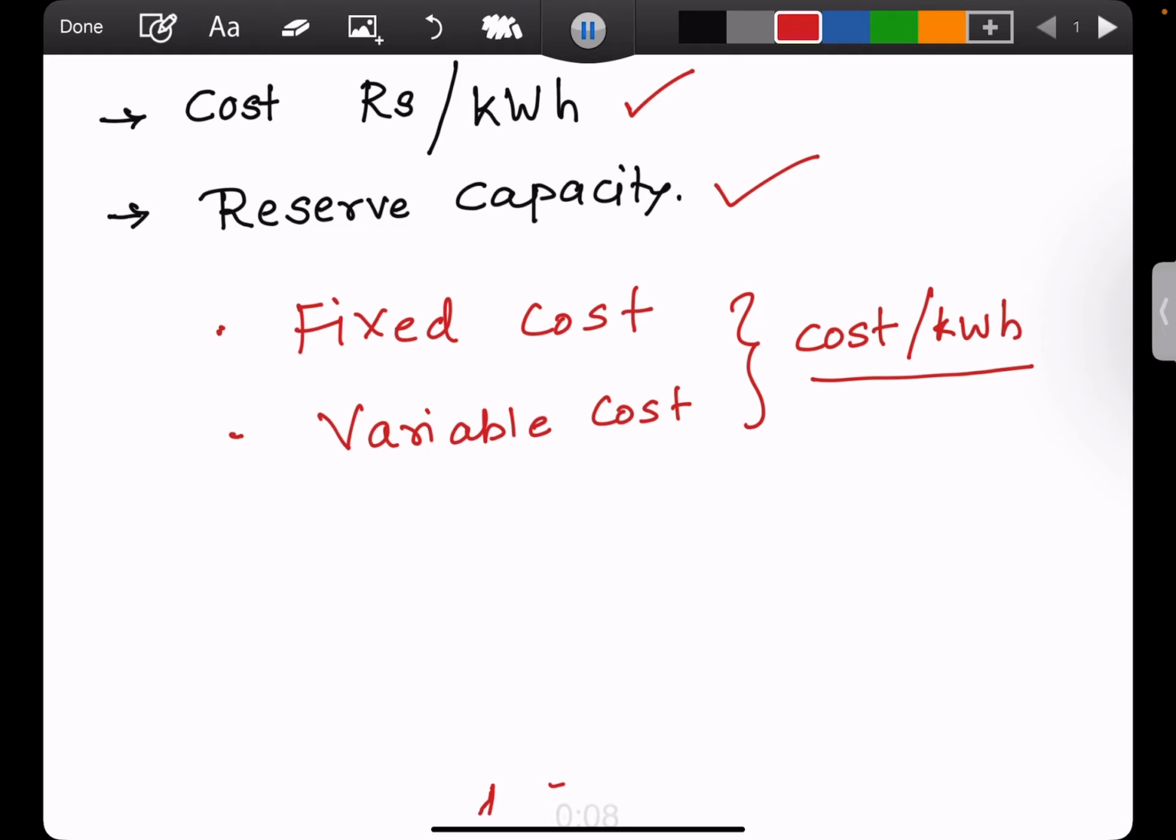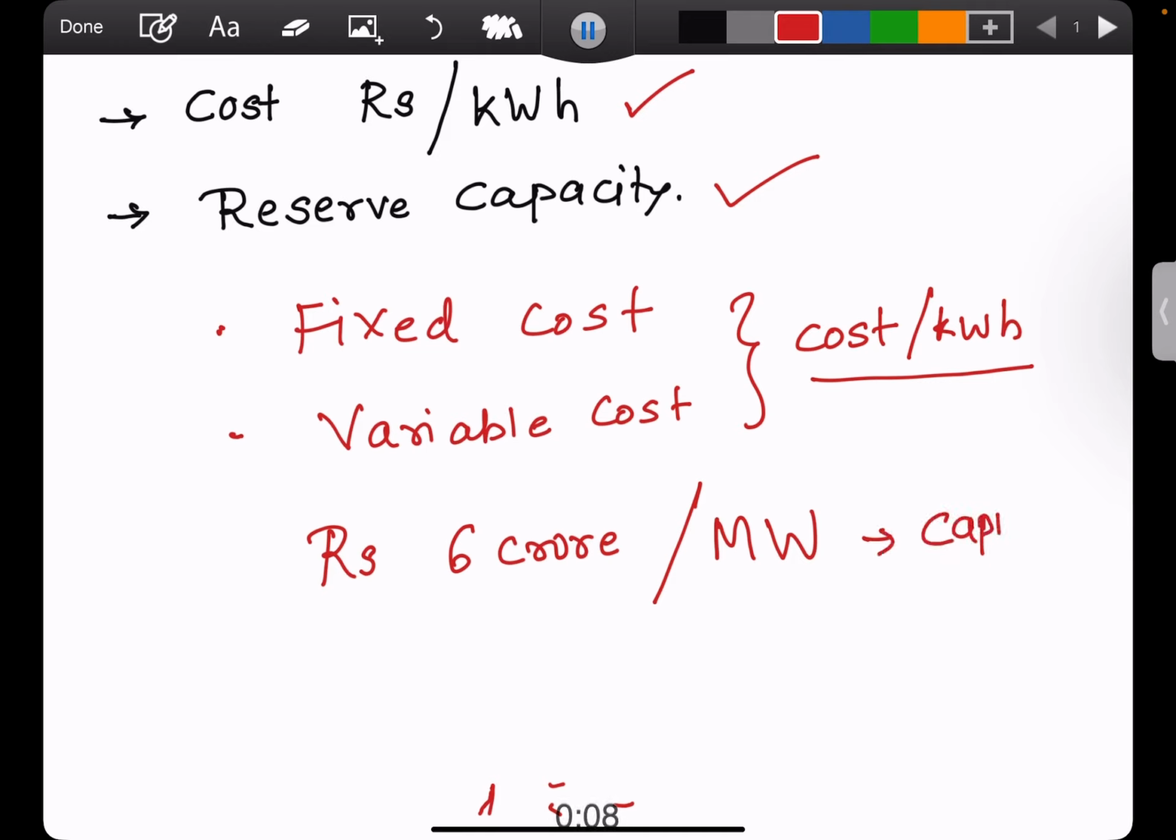Now, what is a fixed cost and how is it calculated? Fixed cost has to do with the initial investment for the power plant. Power plants are hugely capital intensive, and a lot of money goes into installing them. Typically, around 6 crores is the value in 2025 for setting up a coal-based power plant. So typically 6 crores per megawatt is the cost, and this is known as the capital cost.